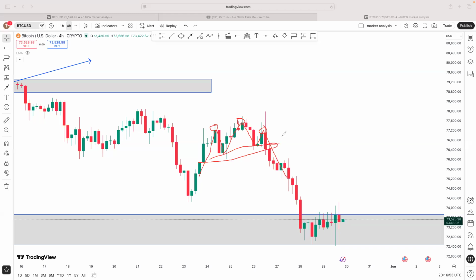What would have been your entry? Your entry would have been exactly right here on this bearish candlestick. This is a bearish engulfing with a very huge rejection. Exactly here you enter, you go down with them. That's it.